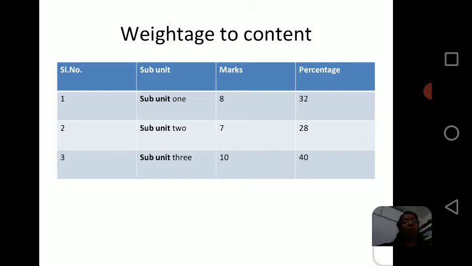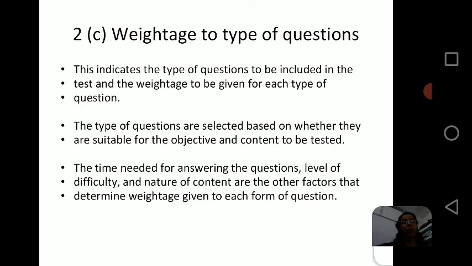This means 8 marks from subunit 1, 7 marks from subunit 2, 10 marks from subunit 3. It is according to the length of the subunit or the content richness of the subunit and the teaching learning hours spent for each subunit and the importance of the subunit. This is weightage to content. Then weightage to type of questions.